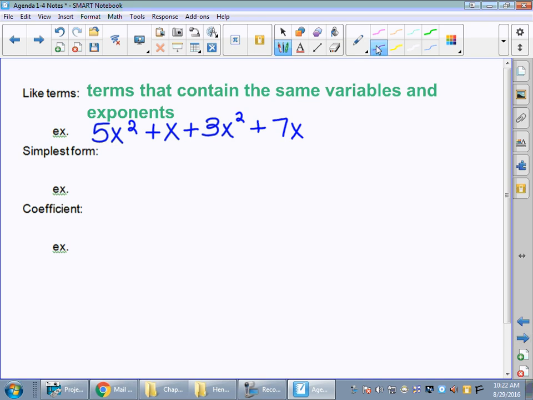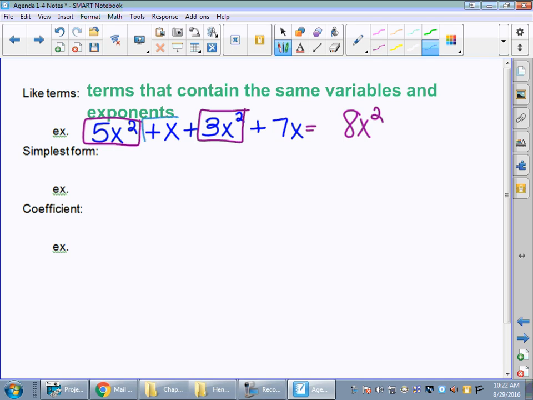I've got two sets of like terms, exactly the same variable with exactly the same exponent, right? I've got an x squared with a 5 and x squared with a 3. So our number out in front does not have to be the same. But the 5x squared and the 3x squared are exactly the same. So if we combine those, and those 5 and 3, by the way, are called coefficients, which I didn't talk about yet, that would be an 8x squared. We keep the x squared the same, add the coefficients.